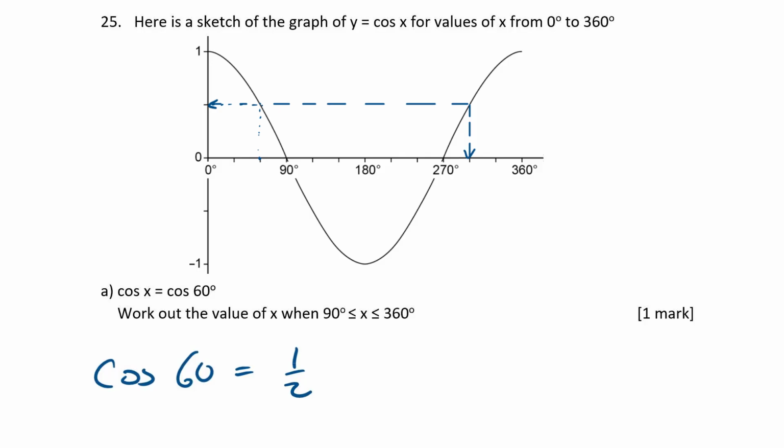Now that is one third of the way between 270 and 360. It's going to be the angle 300. Okay, so the cosine of 60 is a half, but also the cosine of 300 is also a half. So what is the value of x when x lies between 90 and 360? It's going to be that one. It's going to be 300.